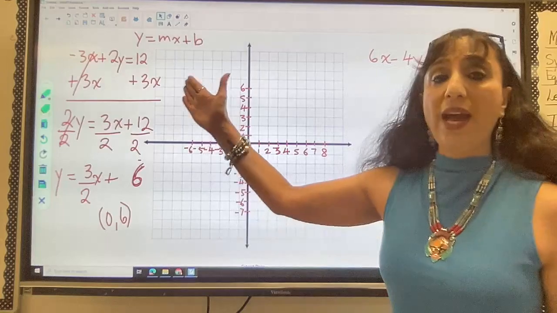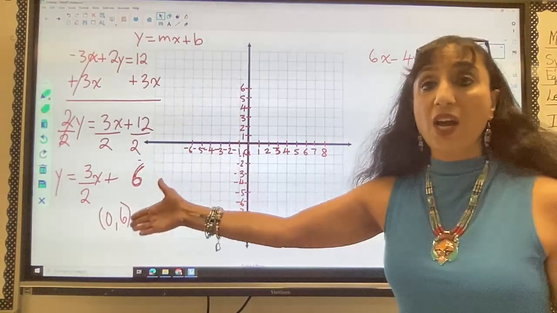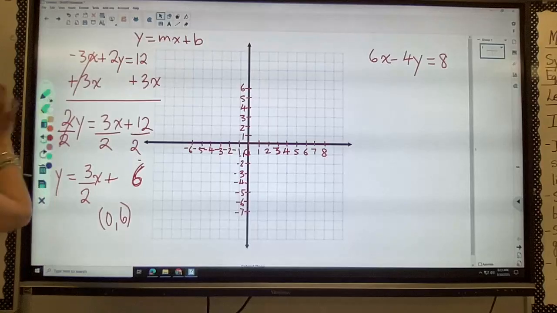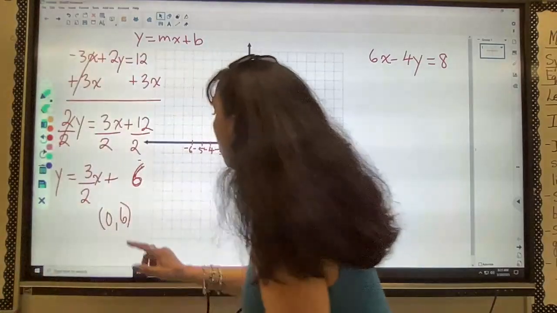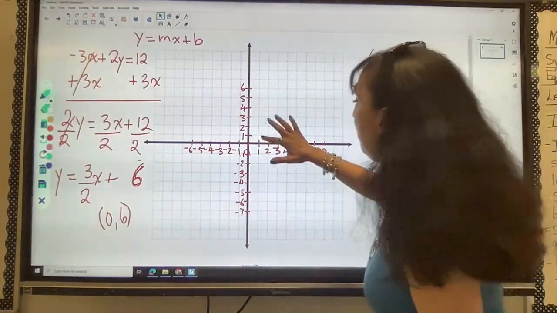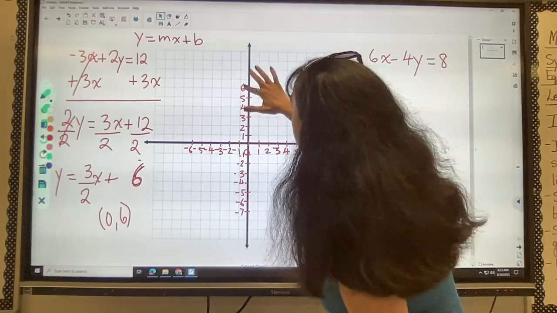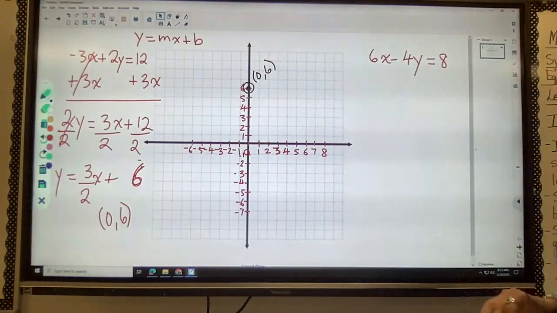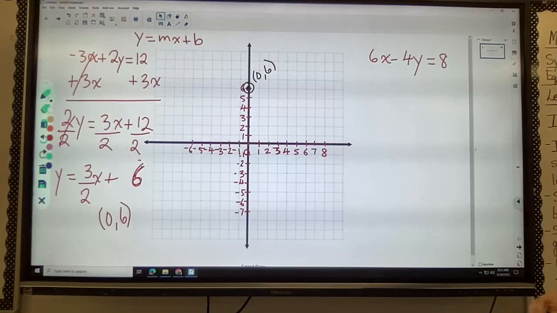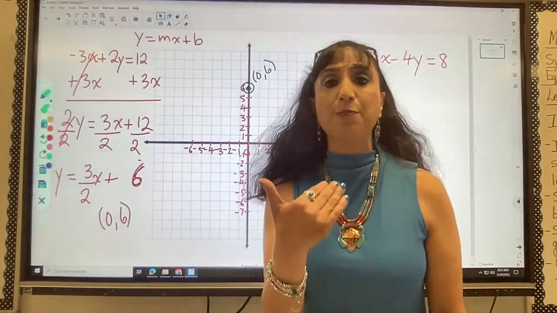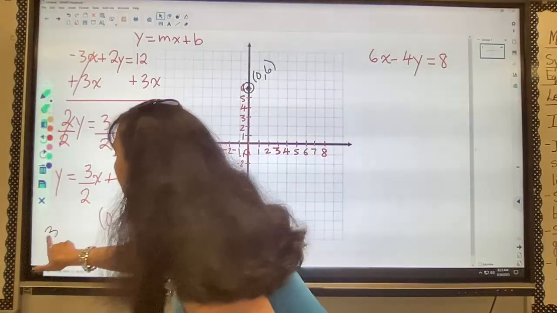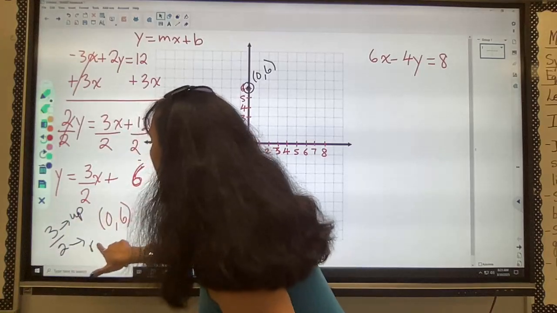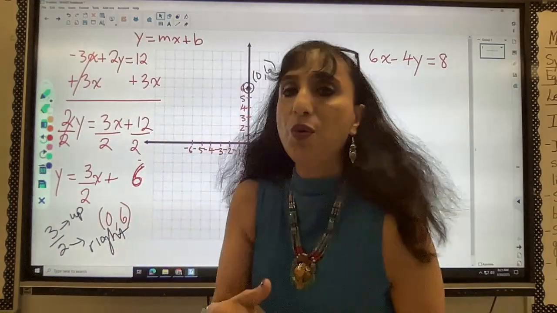Based on what I have over here, I'm going to go ahead and graph this one. Let me graph this with black. Okay, so 0, 6, and this is my y-intercept. And what is my slope? It's an upward slope because it's positive. So my slope over here is 3 up and 2 right.